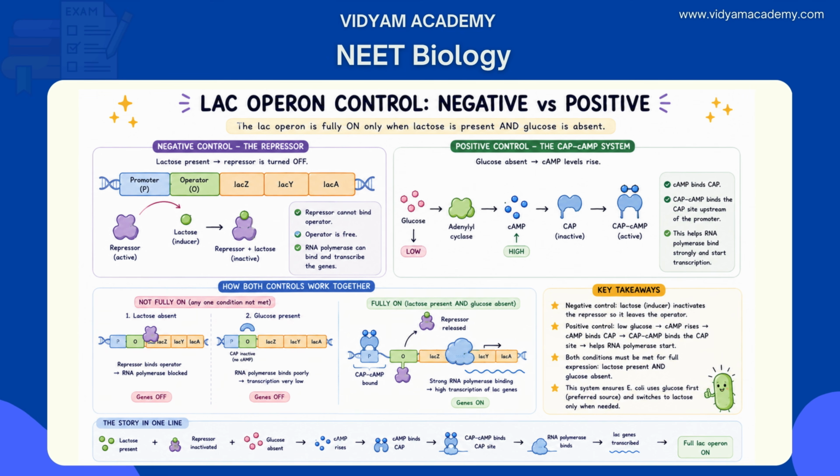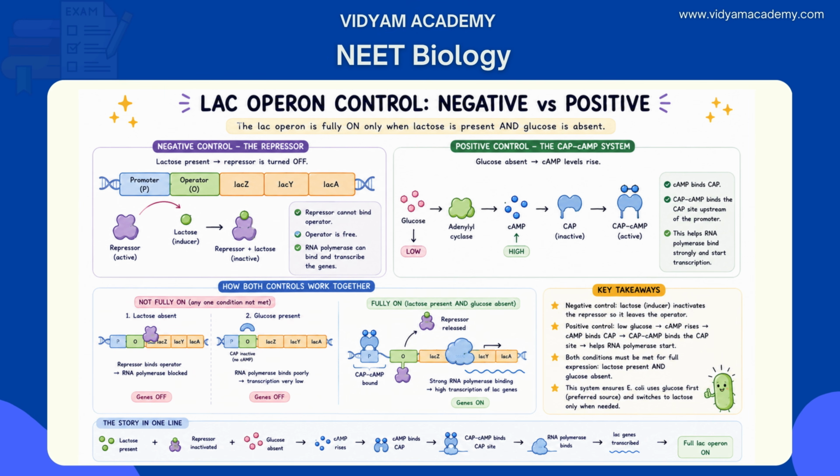Glucose inhibits adenylyl cyclase, keeping cAMP levels low and CAP inactive. When glucose is absent, adenylyl cyclase is active. cAMP accumulates and binds to CAP, the catabolite activator protein, also called CRP, the cAMP receptor protein. The cAMP-CAP complex binds to a specific site upstream of the lac promoter and makes direct contact with RNA polymerase, stabilizing the polymerase-promoter interaction and dramatically stimulating transcription.